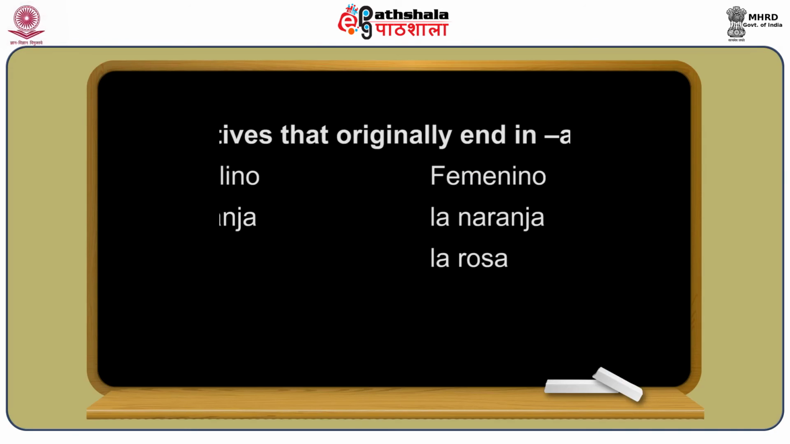And there are also adjectives that are originally ending in a. For example, naranja or rosa, naranja meaning orange and rosa meaning pink. They originally end with a, thus they also remain as they are, meaning they will not change. So for adjectives, you have to remember the rules, as well as learn all these adjectives so that you can use them properly.